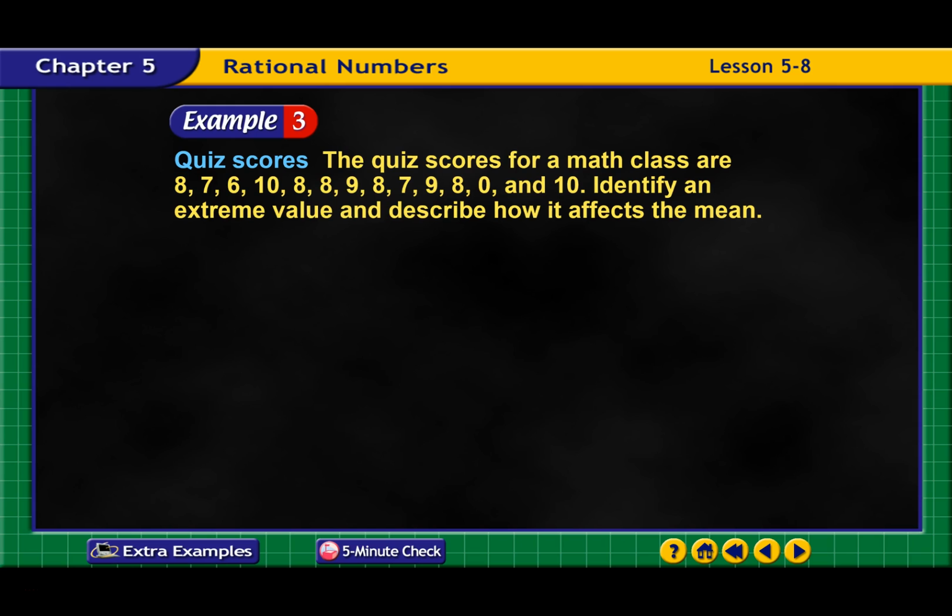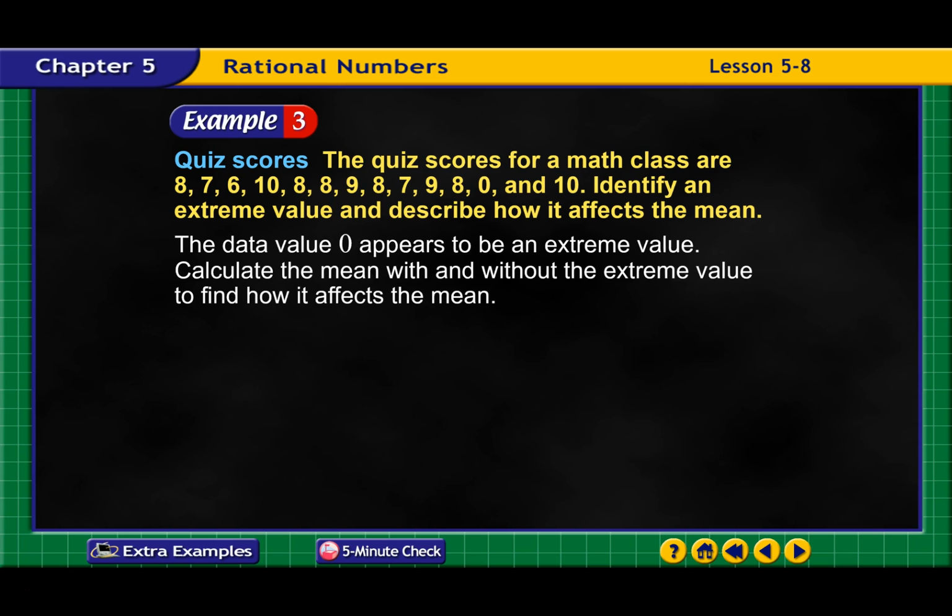All right, quiz scores for a math class. You keep rolling here. Are 8, 7, whatever, all those numbers. Identify the extreme values and describe how it affects the mean. So data value of 0 appears as an extreme, as in no one else got a 0. So we call that an extreme value. So we will calculate this mean with and without that extreme value.